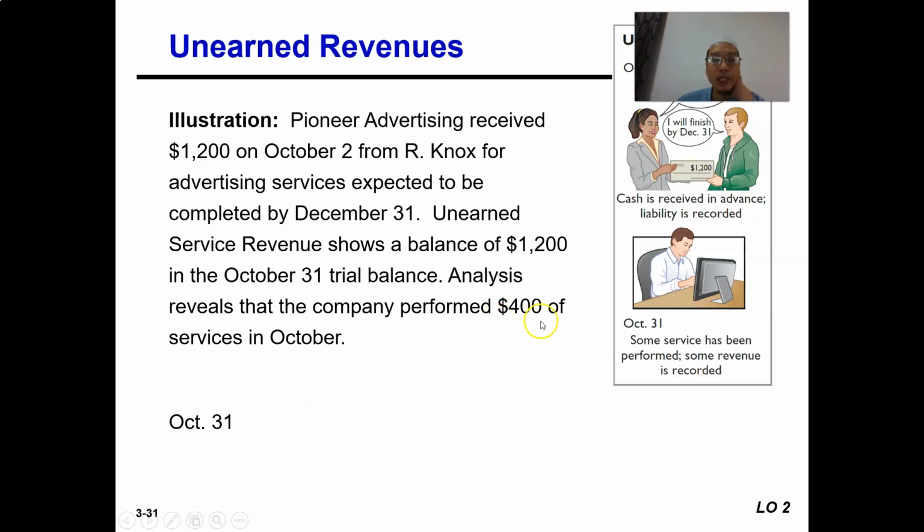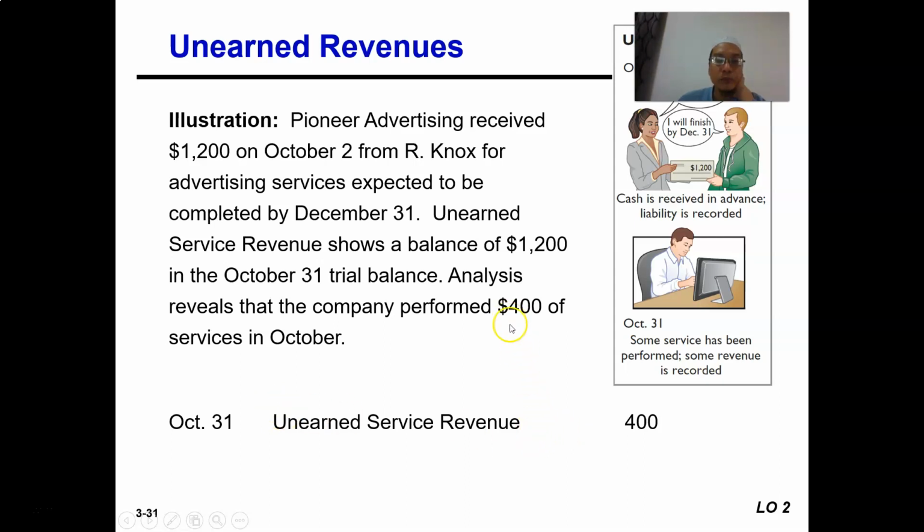So when we want to recognize 400 as revenue in October, we need to debit the unearned service revenue. Unearned service revenue is a liability account. On October 2nd, we recorded the receipt of cash as a liability because we have not rendered the service, but we received the money. Therefore, we owe our client some service. Therefore, it is a liability account.